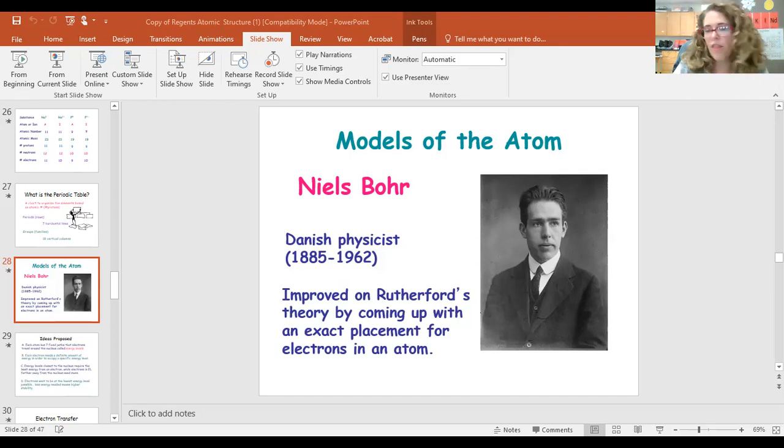All right, so hopefully that helps you learn and understand the concept of the ion, which is very important in chemistry.